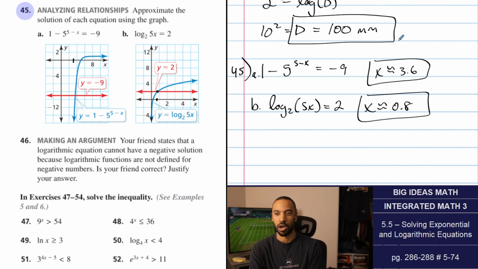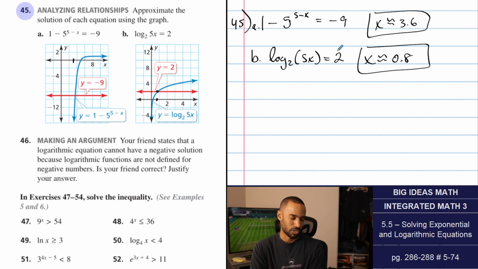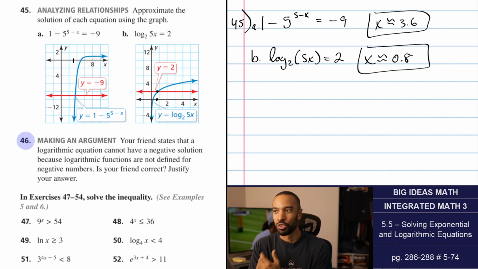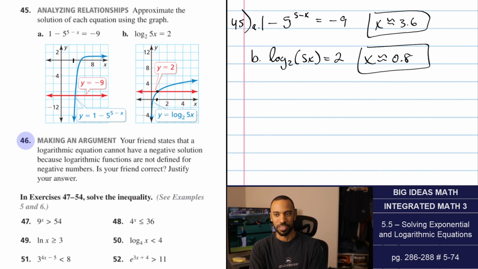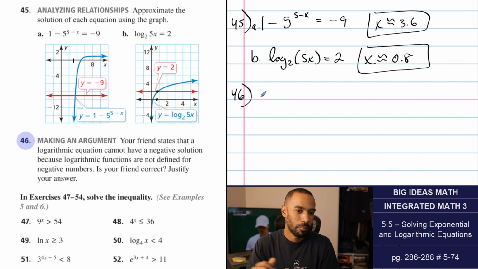The other one, I didn't even bother trying in my head, and I don't think I could do it in my head. So I don't know what part A is. Part B is 0.8. So I don't know what an answer key would say if they have the exact answer, like around 3.714. I don't know. All right, anyway, number 46, making an argument.